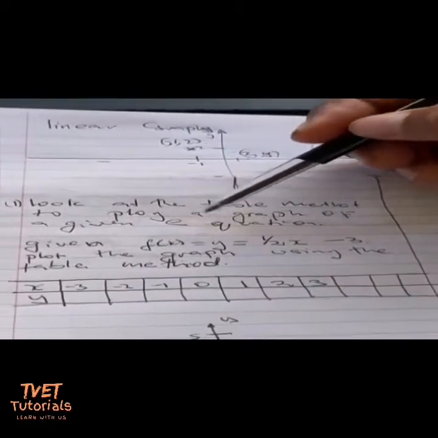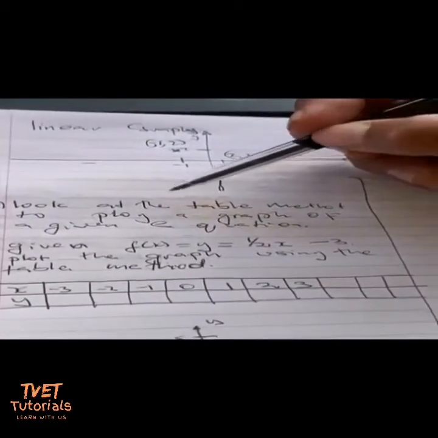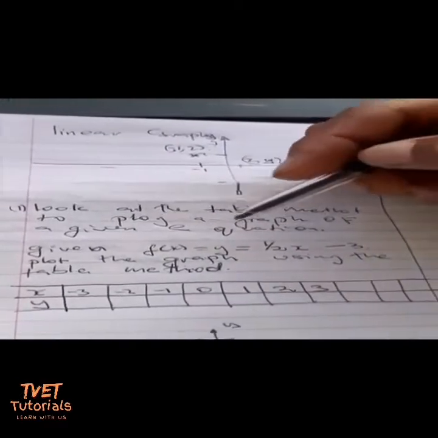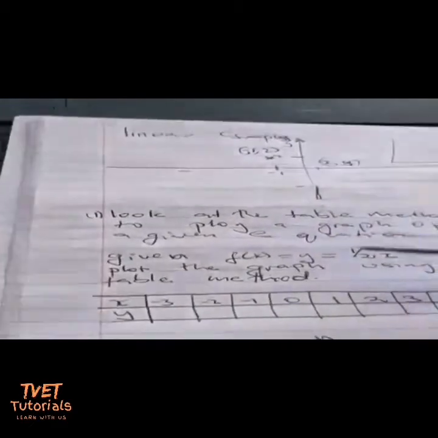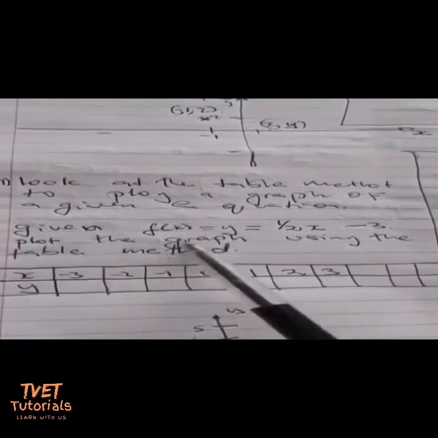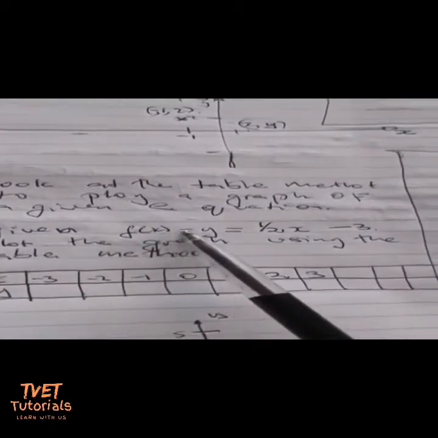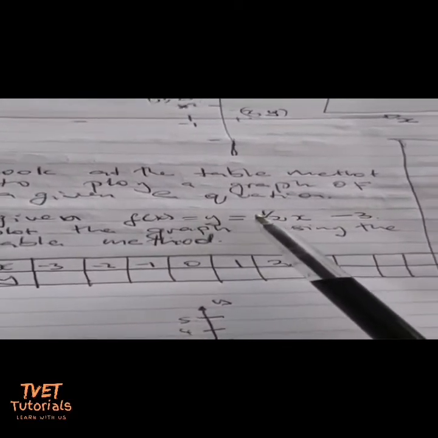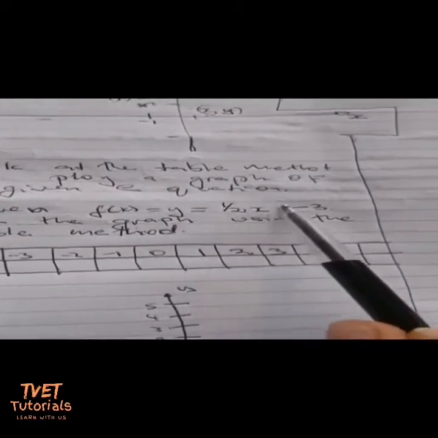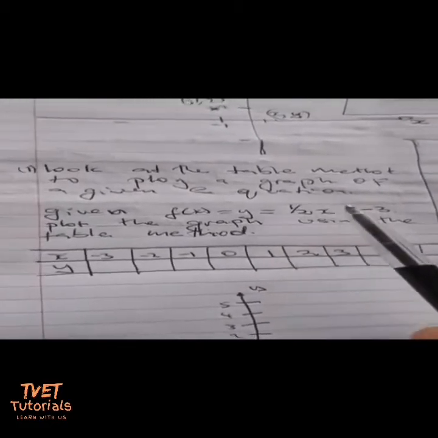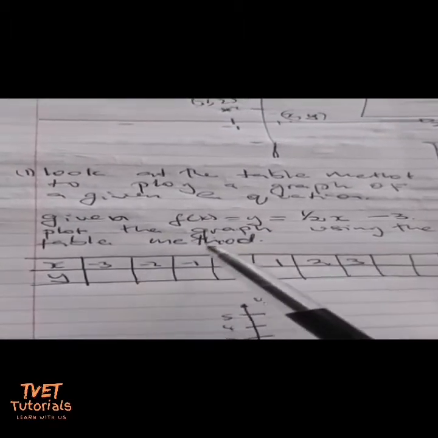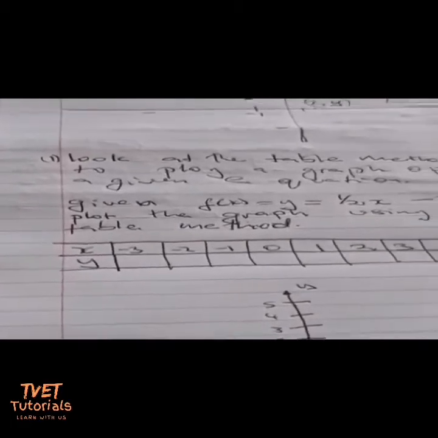We'll look at the first one, which will be the table method, for plotting the graph of a given equation. So let's look at this through an example. Suppose we are given a function of x, f(x), which is equal to y, is equal to 1/2 x minus 3. That's the function or the governing equation for the graph, and you are told to plot the graph using the table method.